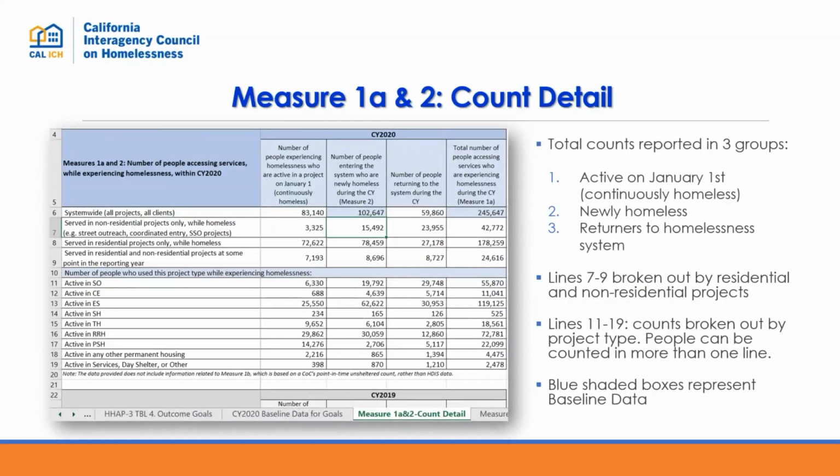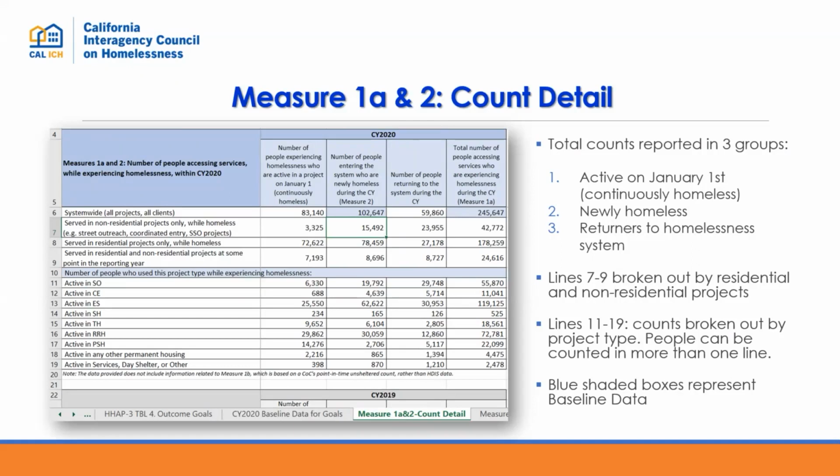The first is the Measure 1A and 2 Detail tab. The Measure 1A and 2 Count Detail tab provides information on the counts of people accessing services, reported separately in 3 groups. First, people experiencing homelessness who were active in a project on January 1st, also referred to as the continuously homeless. People who entered the system during the year who are newly homeless, and people who returned to the homelessness system during the year.